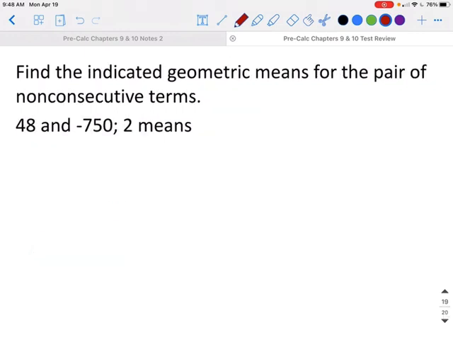Find the indicated geometric means for the pair of non-consecutive terms. So we need to find two means. So this means we have the values 48, we have two values that we don't know, and then the next value we know is negative 750. Now this does tell me it is geometric, so that tells me which equation we should use. We know that our a sub 1 is 48. We know that our a sub 4 is negative 750. And we know that our n value is 4.